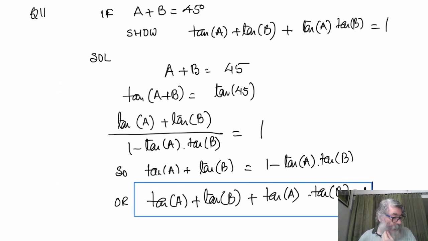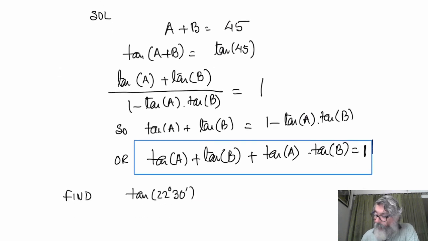find the value of tan 22°30′ in surds. Find the value of tan 22°30′ in surds, without looking into the table.